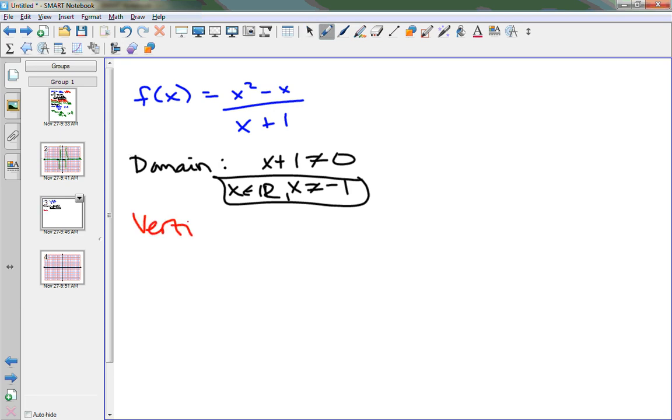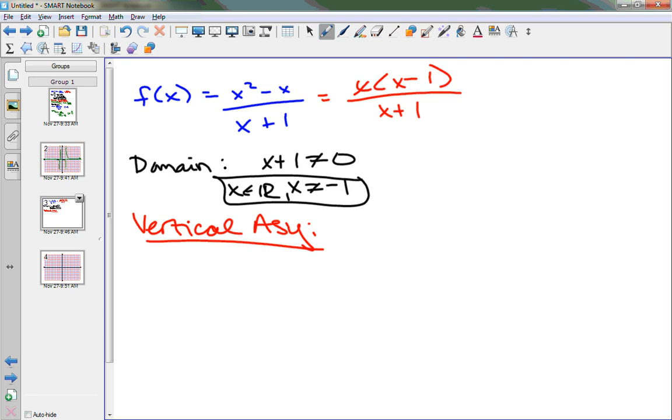Vertical asymptote. So how do I find my vertical? What do I have to do first? Simplify. So I'm going to come up here and I'm going to pull out an x. That's going to give me x minus 1 over x plus 1. Can anything cancel out? No, nothing cancels out. So therefore, what's my vertical asymptote? Go straight to your domain. And it's going to be x equals negative 1. If these were exactly the same, both minus or both plus, then you could cancel it out, and then you wouldn't have a vertical asymptote in that case. Does that make sense? Okay.